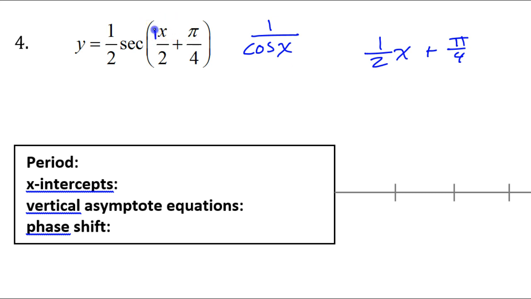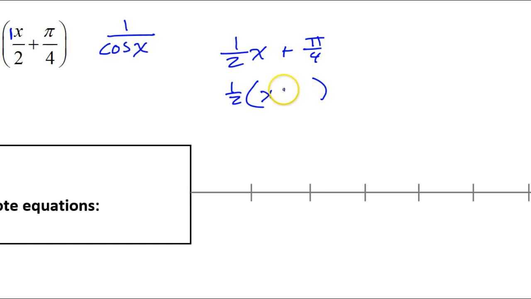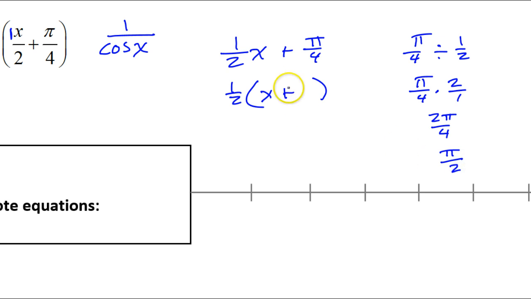Sometimes it helps to put a little 1 right there. So when I pull out this 1/2 outside of parentheses, which I must do, then I need to divide pi over 4 by 1/2. So how do I do that? Pi over 4 divided by 1/2, you multiply by the reciprocal. So that's pi over 4 times 2 over 1. So that's going to be 2 pi over 4. So that's going to be pi over 2. So that is what is going to go right here.